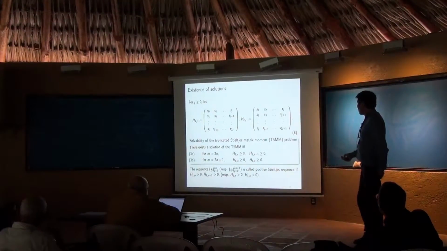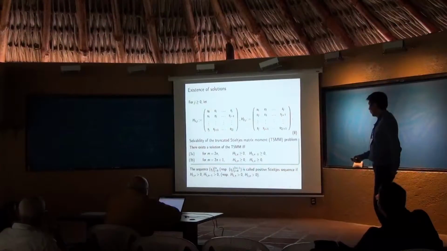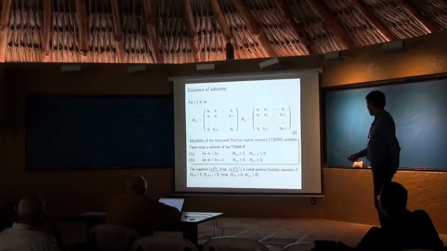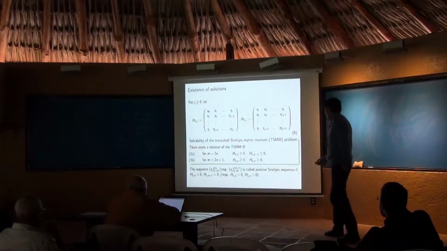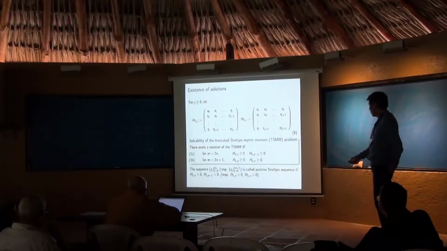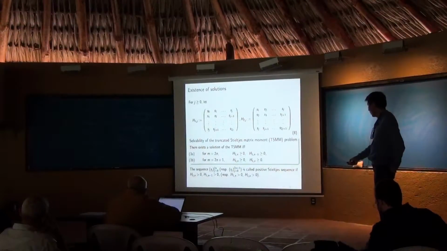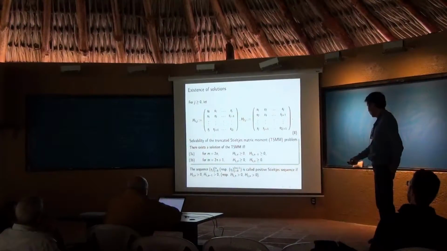So the existence of solutions of this problem is the following. One should construct the Hankel matrices. There are two block matrices, and then the result is like the following. There exists a solution if these two block matrices are non-negative definite. I mean, these relations are completed, and say for n equal to 2n, we have two matrices, in the same way for the odd case.